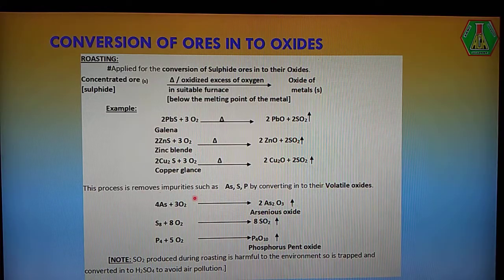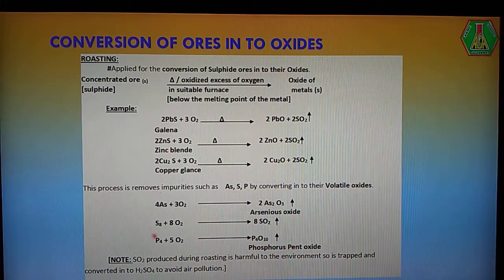It removes impurities such as As, S, P. As means arsenic, S sulfur, P phosphorus. Those all are the very preliminary impurities present in a sulfide ore. Such impurities are all converted into their volatile oxides. See the reaction. Arsenic readily combines with oxygen to become arsenious oxide. It is removed in the form of a volatile oxide, I mean, in the form of a gas. Similarly, sulfur is converted into sulfur dioxide. Phosphorus is converted into phosphorus pentoxide.